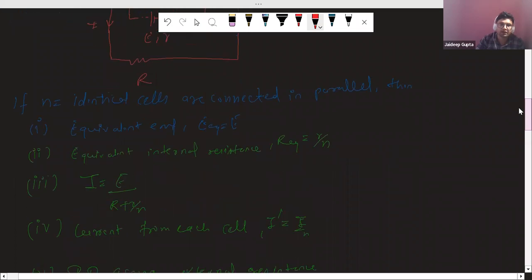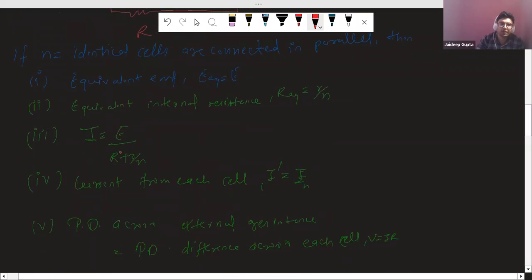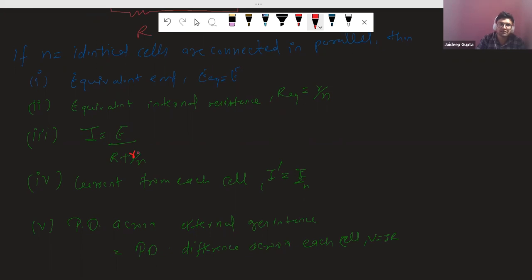Now the current equals E over R plus r over n, where R is the external resistance and r over n is the equivalent internal resistance. This is the current. The current from each cell, I dash, equals I over n, because the potential difference will be the same in a parallel combination. Since we studied the series combination, there the potential difference will be different, but the current will be the same, that is I. Now the potential difference across the external resistance equals the potential difference across each cell, that is V equals IR.